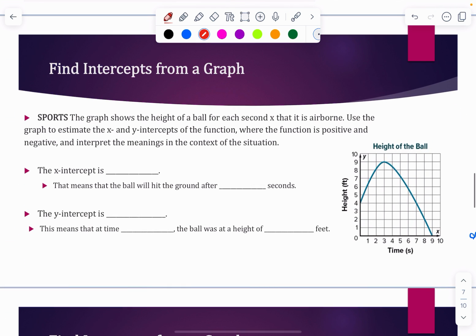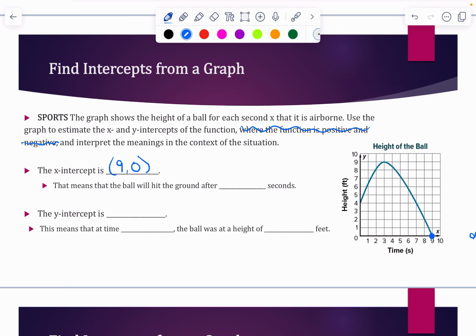All right, so now let's take this and put it into a real-world situation. It says the graph shows the height of a ball for each second x that it is airborne. Use the graph to estimate the x and y intercepts of the function. We're not going to do this next part; we're going to hold off on that for a little bit and interpret the meanings in the context of the situation. So when I look, my x-intercept is over here. That's where it's crossing. So it would be at 9, 0.